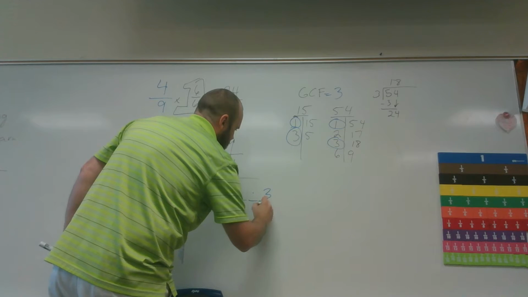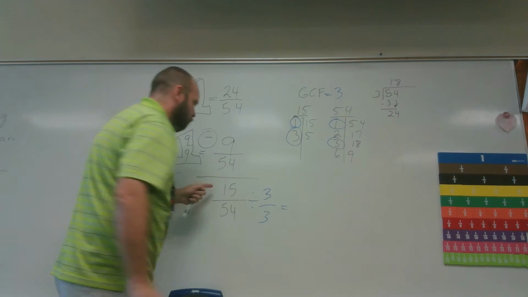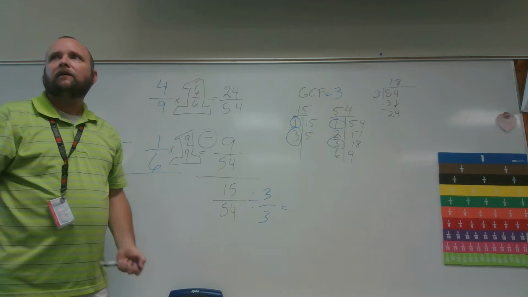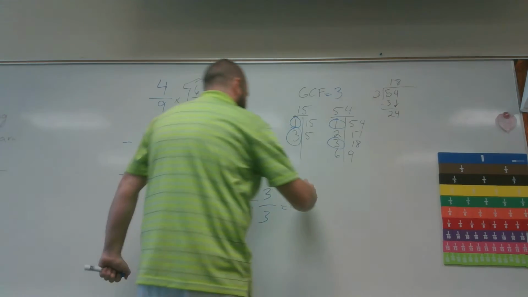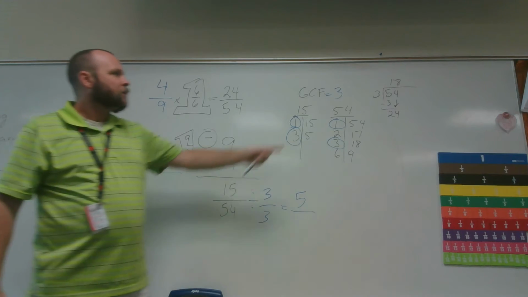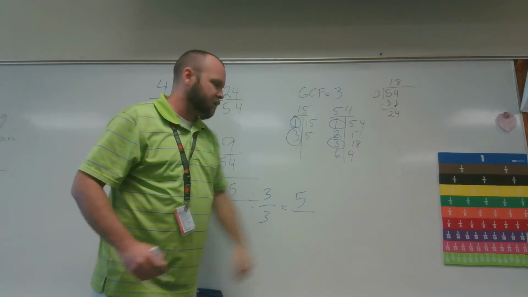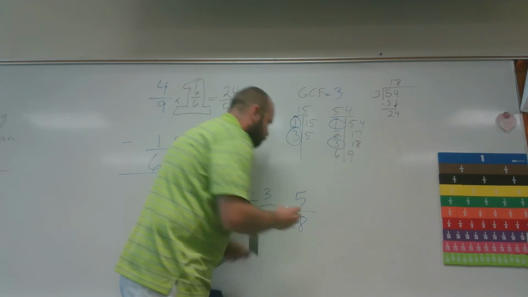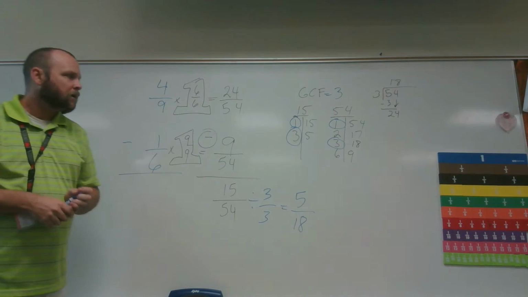Which means I need to divide both my numerator and denominator by 3. What's 15 divided by 3? 5. And what's 54 divided by 3? 18. So the answer is 5/18.